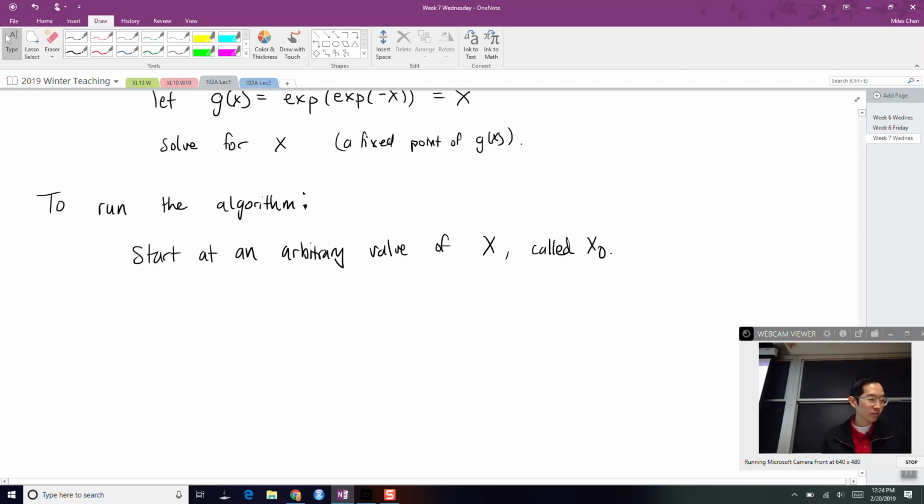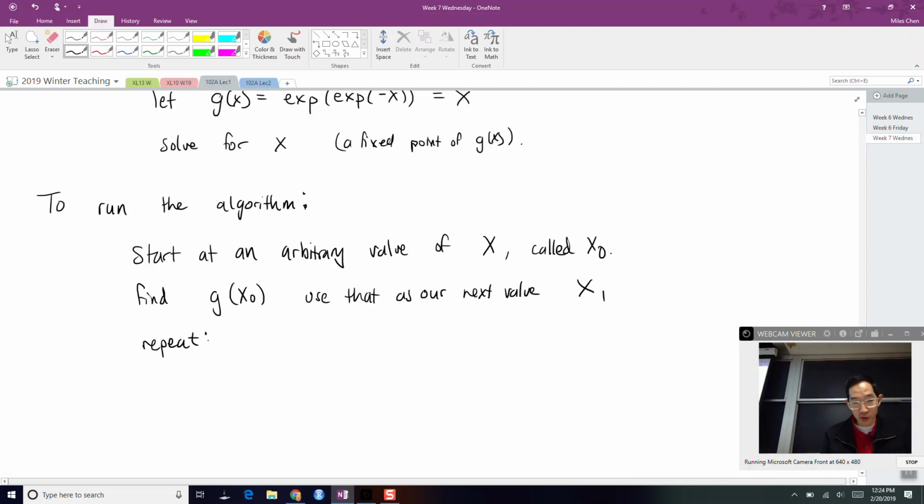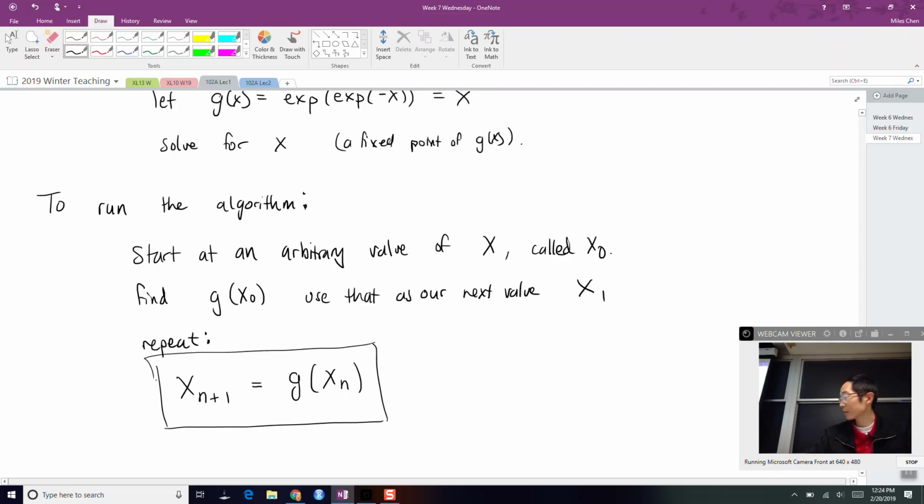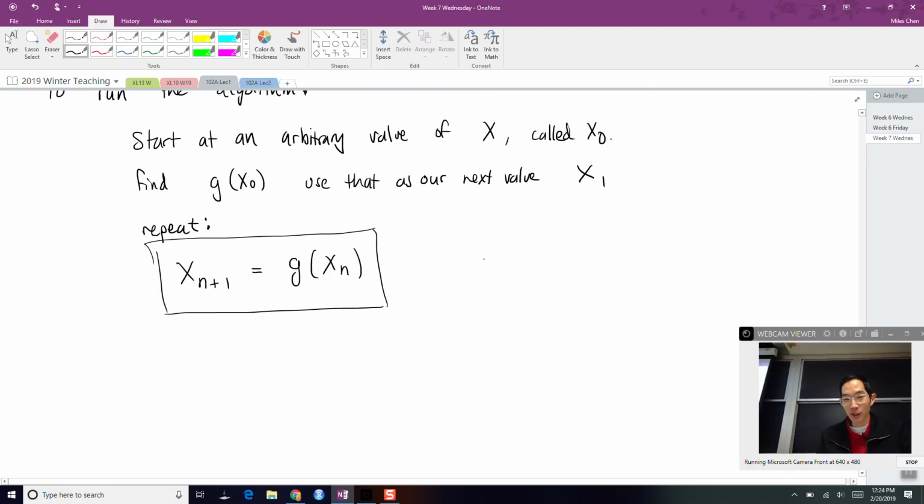And then all we're going to do is we find g of x0, and use that as our next value, x at time 1, okay, and repeat, which basically says x at the next iteration is going to be equal to g of x at the current iteration. Okay, and that's the entire algorithm, fixed point iteration. x n plus 1 is x at the next iteration, and x n is x at the current iteration.